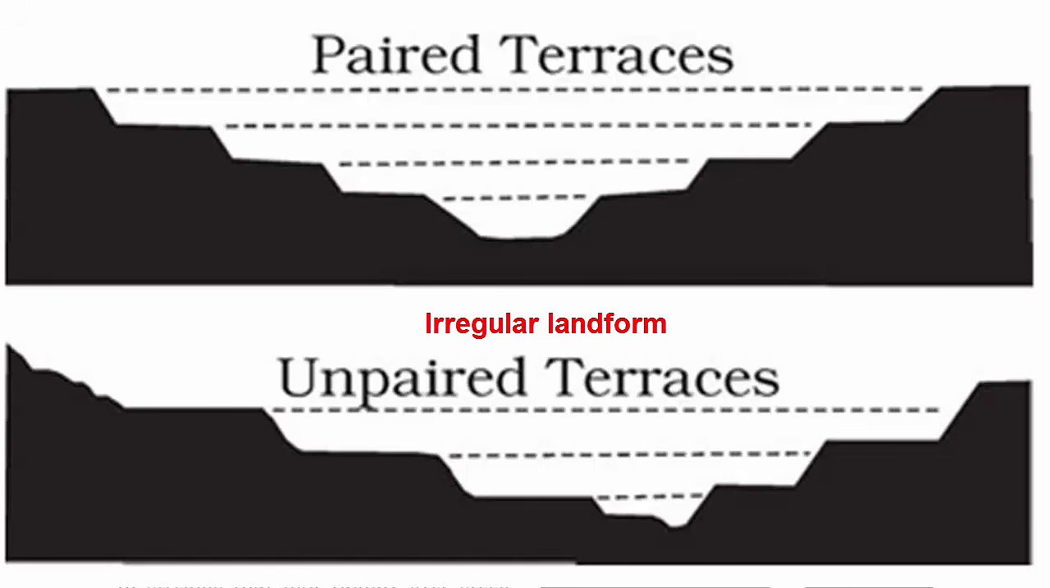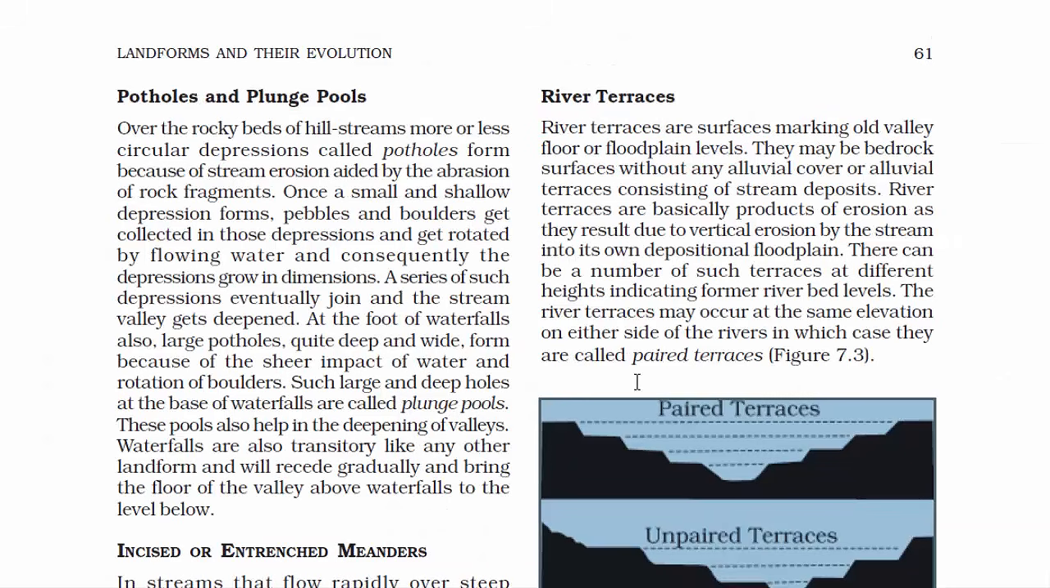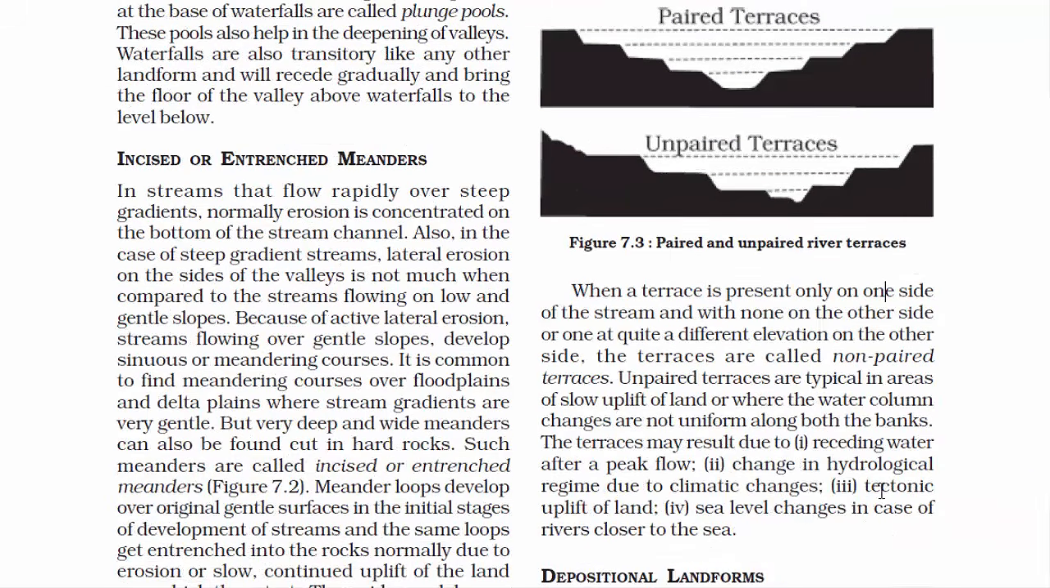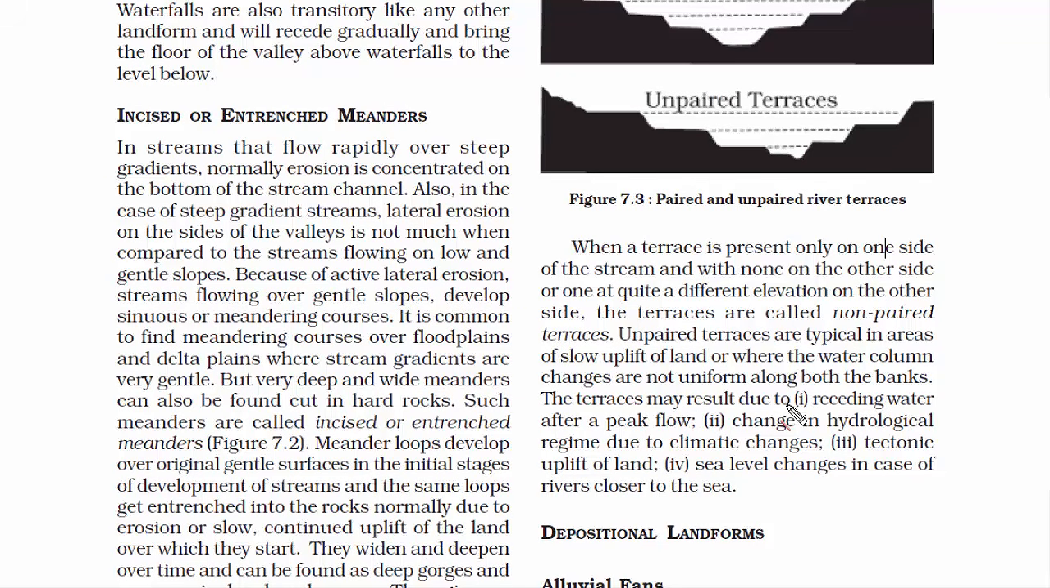Now these terraces are of different heights depending on the irregularity of the landform. At the same time, they can be of the same height. We call that paired terraces. If the flow of the river is not uniform, then it develops into unpaired terraces. And there are a number of reasons behind unpaired terraces.